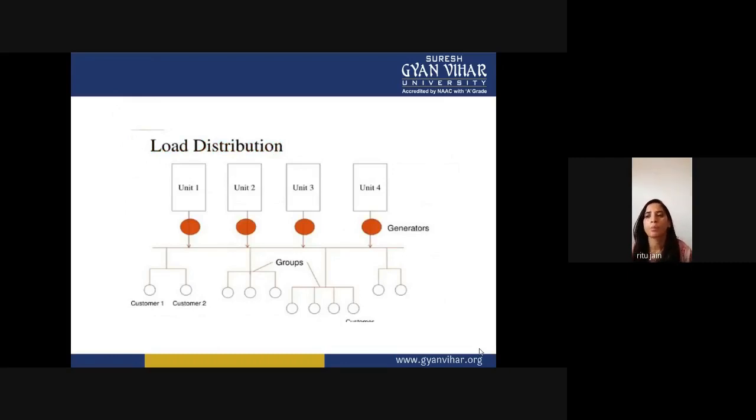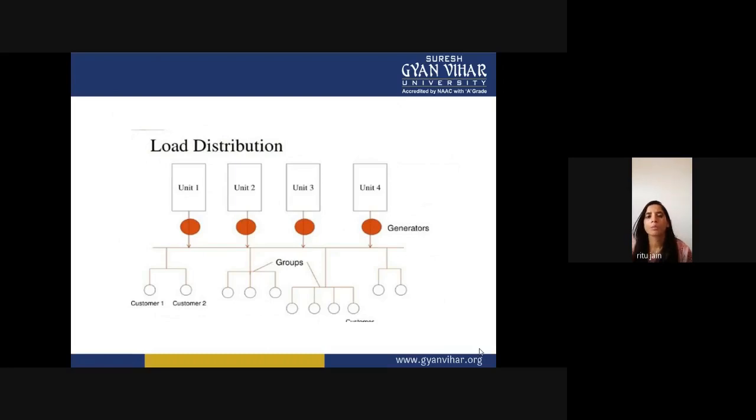Now, this is a very important diagram. You can see that there are 4 units. Every power plant has 3, 4, 5 units, according to the requirement or the load demand. Each unit has its own generator.